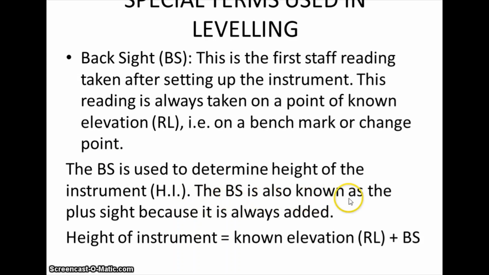The BS is also known as the plus sight because it is always added. So suppose you want to calculate the height of instrument, how will you calculate? It is equal to known elevation plus backside. You just add the backside value and you will get the height of instrument.